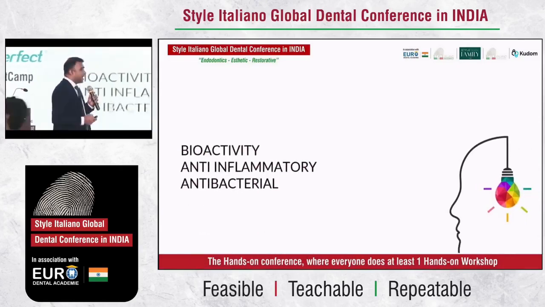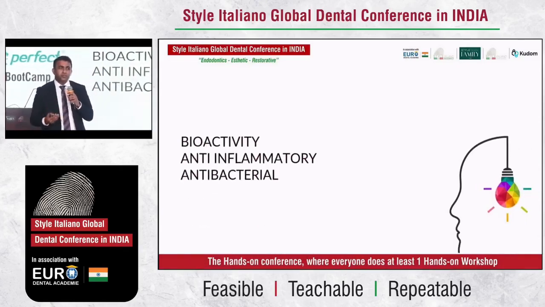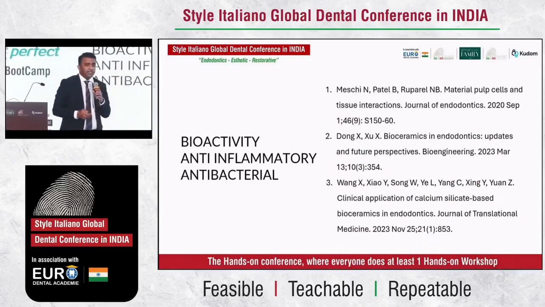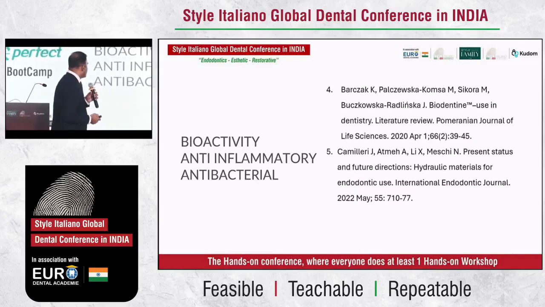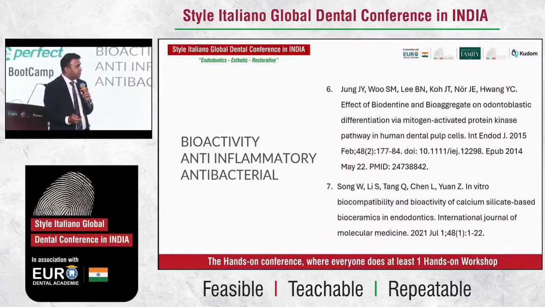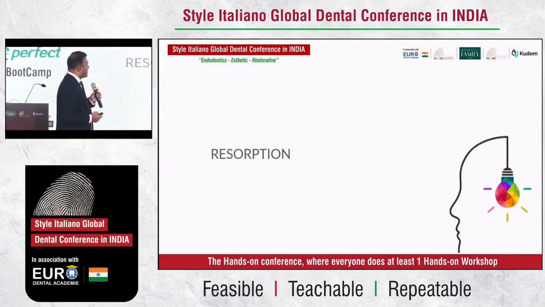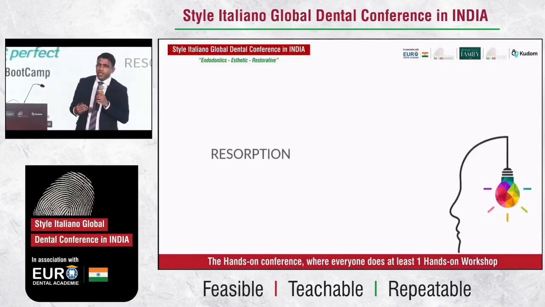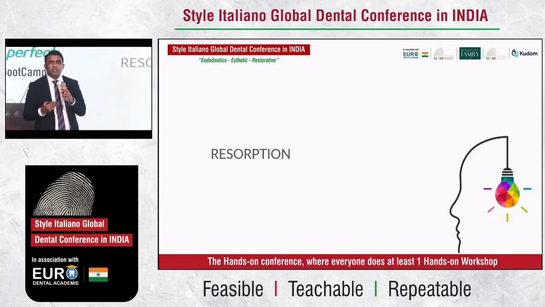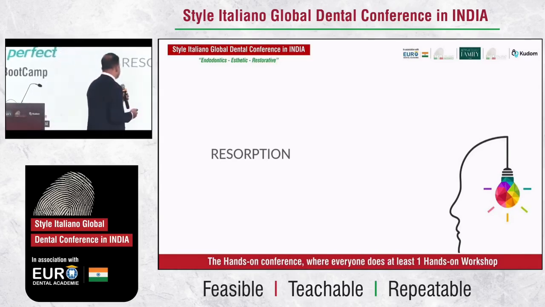So the rationale and the strategies that I use is, tricalcium silicates have bioactivity, they have excellent anti-inflammatory properties, and they aid the pulp in antibacterial properties by enhancing complement activation. Now coming to resorption, the use of tricalcium silicate in resorption, the material that I use has a compressive strength of 300 megapascal, which is very close to actual dentine. So it reinforces the tooth from within.